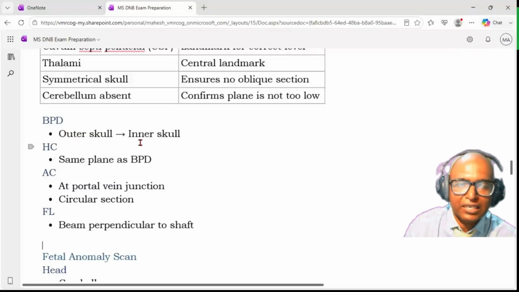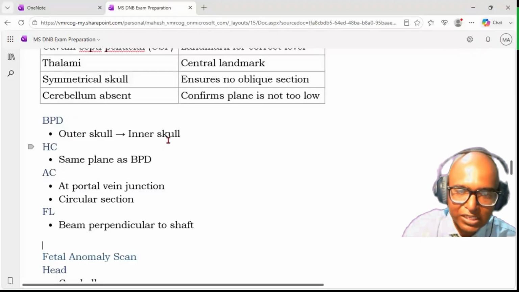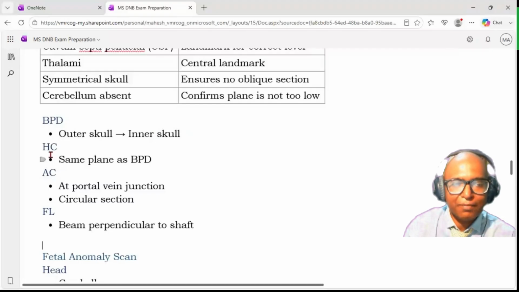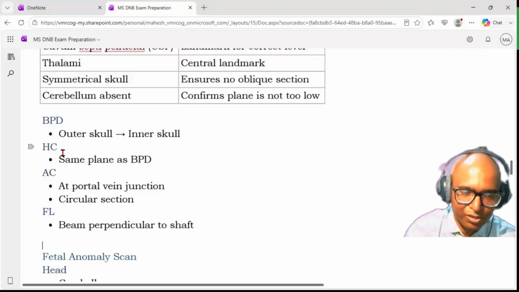So basically there is a near part of the skull and there is a far part of the skull. From the near part, you put your caliper on the outer edge, and for the far part of the skull, you put on the inner aspect of the skull. Okay, same plane is used for the head circumference also.